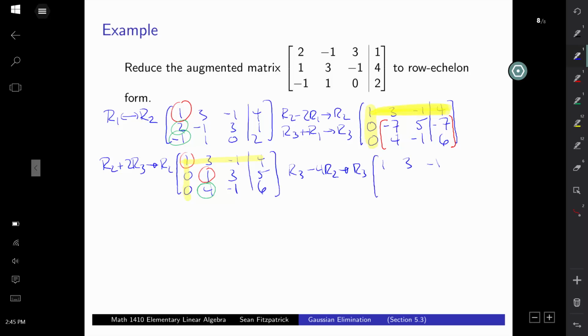1, 3, -1, 4. I'm not changing the second row. 0, 1, 3, 5, 0. So I get my 0. 3 times -4 gives me -12. I'm adding that to -1. I get -13. -4 times 5 gives me -20. Added to 6 gives me -14. Okay. All right.